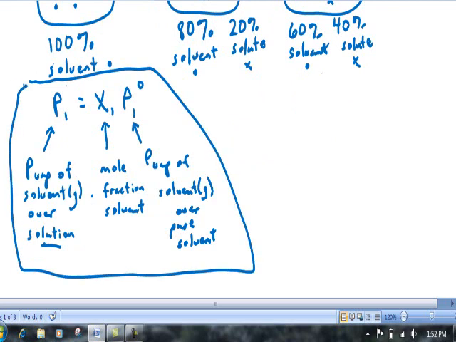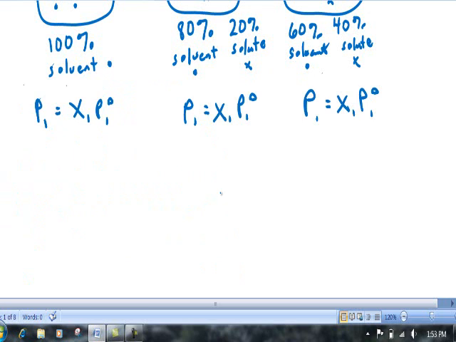And what this is, P1 represents the vapor pressure of the solvent gaseous particles that exist over a solution. X1 is the mole fraction of solvent, and P1 with the little standard sign would be our vapor pressure of the gaseous solvent particles over pure solvent. Let's show how this works with each of our sample solutions.